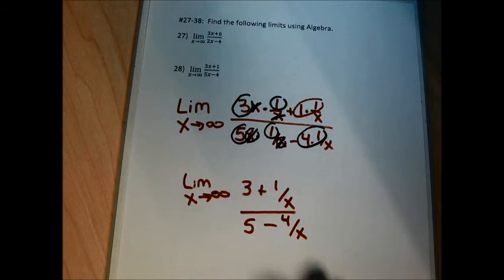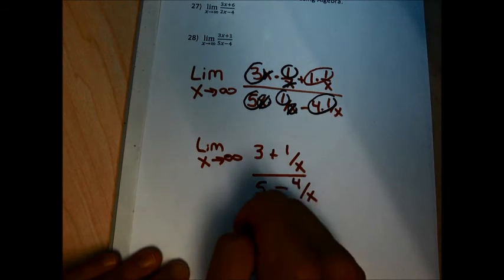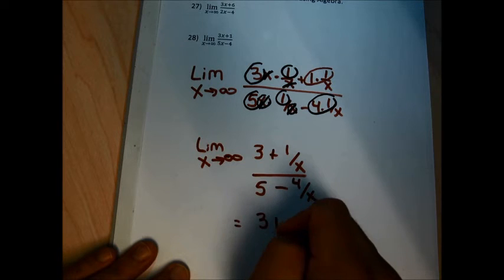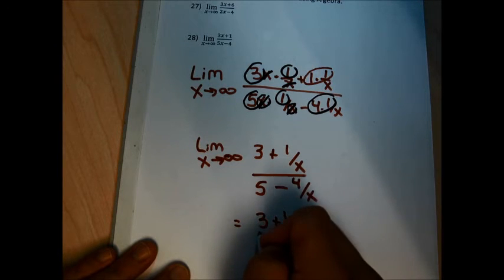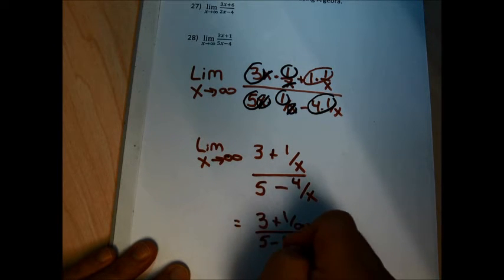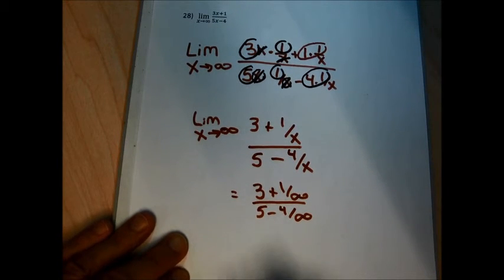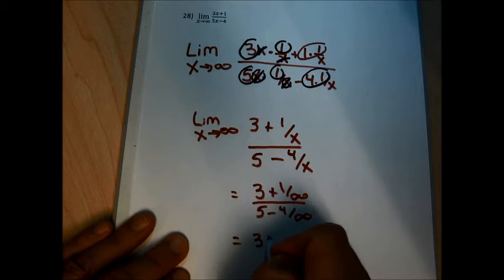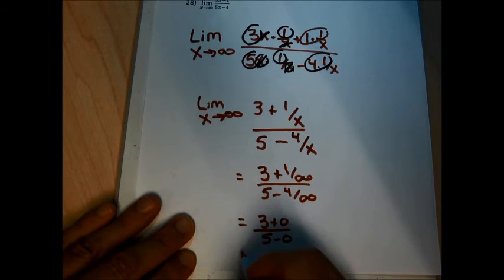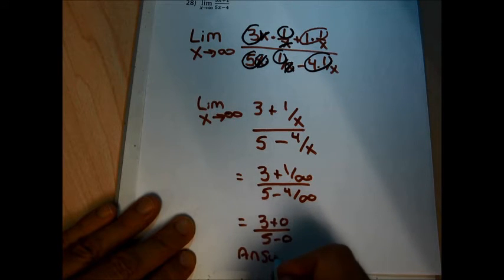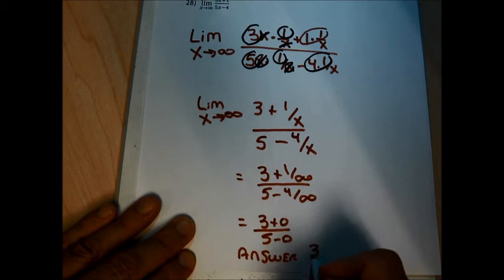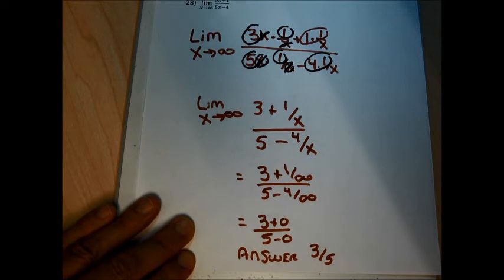Now I can plug the infinities in. When I plug the infinity in, I don't write the word limit anymore. So this is going to be 3 plus 1 over infinity divided by 5 minus 4 over infinity. The pieces that have infinity in the denominator are equal to 0. So this is going to be 3 plus 0 over 5 minus 0. So my answer to problem 28 is the limit's going to be 3/5. If I graphed it on my calculator, I would get close to the decimal version of 3/5, which is 0.6.